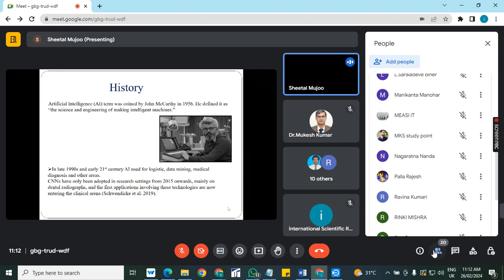People are working on it, people are doing research on it, and trying to apply it, but it is not much in action right now in the clinical area. But in vitro, many researches have been carried out. From 2015 onwards, they started in vitro with dental radiographs, periapical radiographs, OPGs and so on. They try to use these new technologies for all these radiographs so that they can be used in the clinical area.